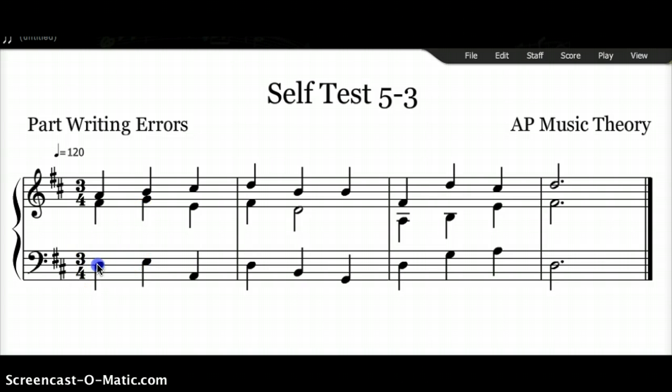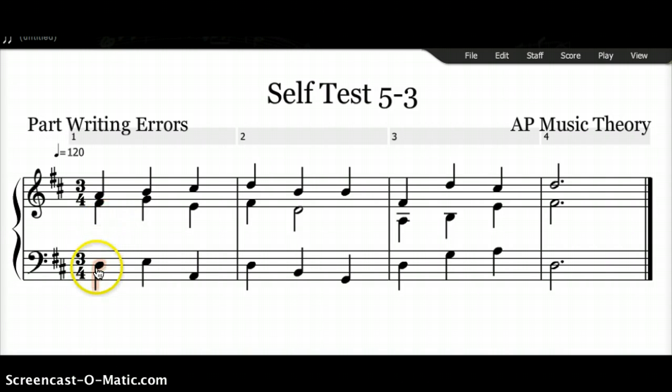I personally first look at the bass and then bass to each voice. So I'll do bass to alto, bass to soprano, and then alto to soprano. If it's in 4-part harmony, I would do bass to tenor, bass to alto, bass to soprano, tenor to soprano, and then alto to soprano. Again, it's a very tedious process, but you'll get faster as we move on.